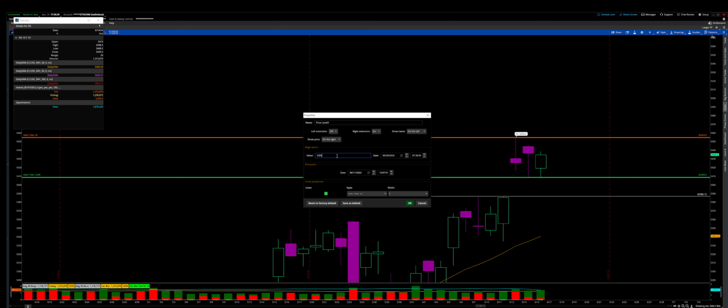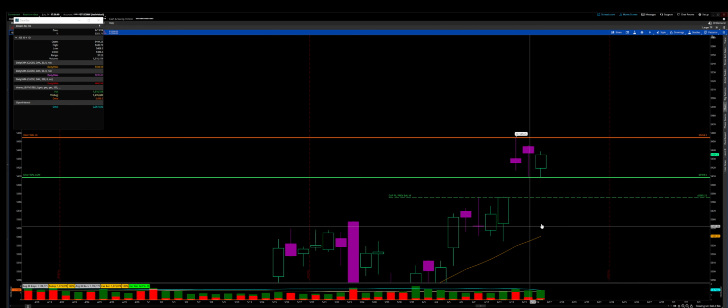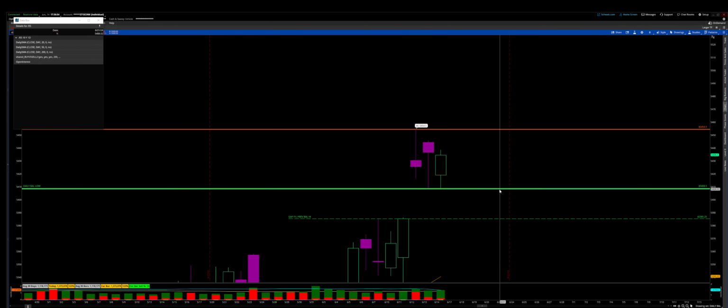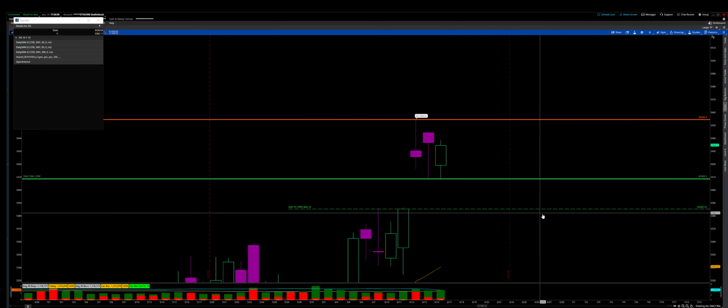85. Keep putting extra numbers. Gap, fill, previous balance. We'll do that. And then boom. So here's our balance area. We take this low out, we come down, fill the gap, 53.85.25.